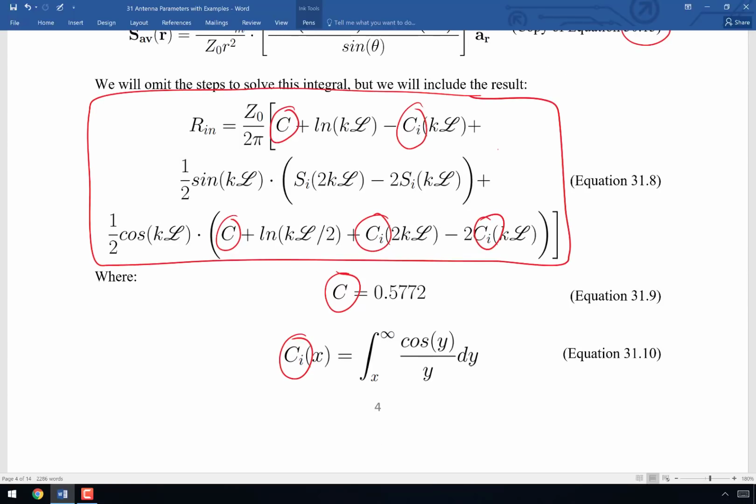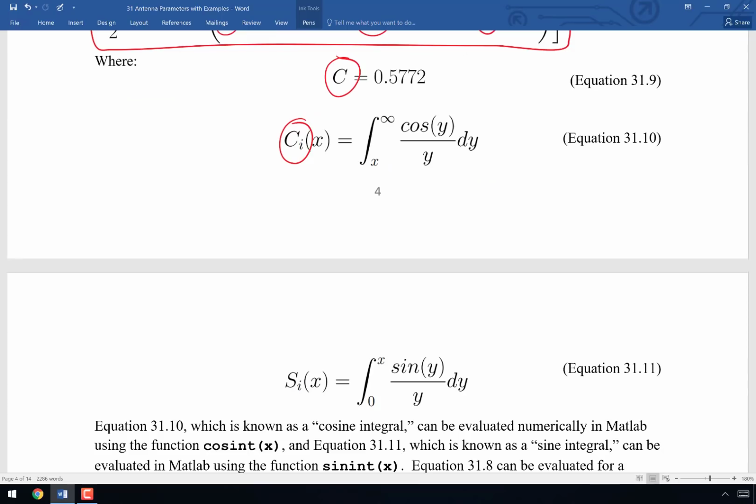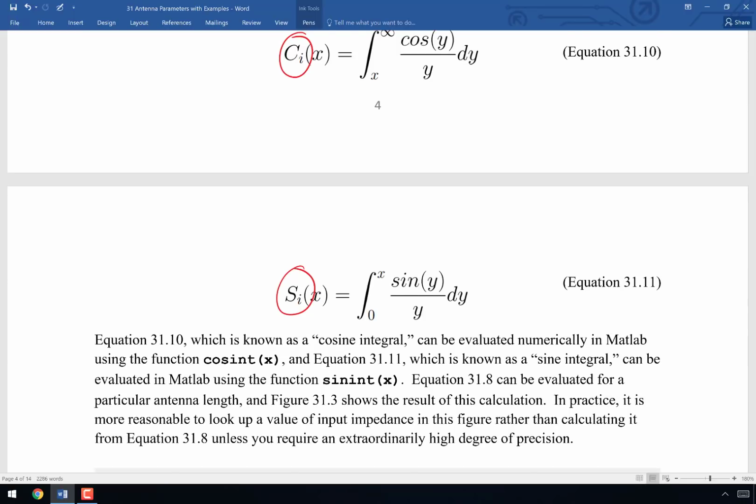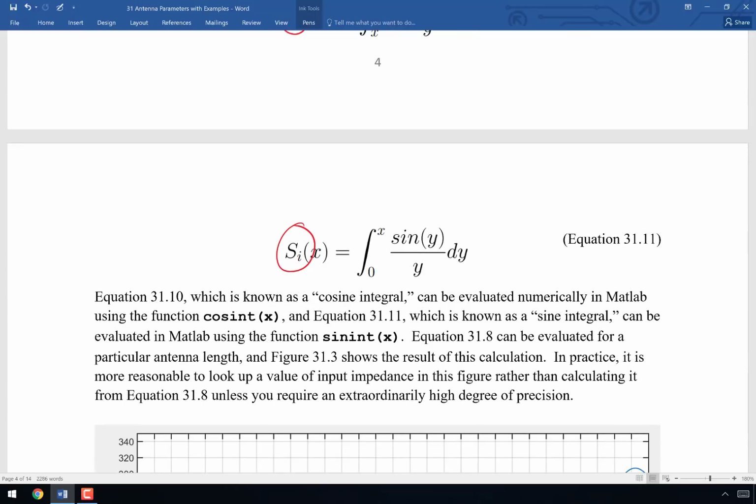And then we also have S sub I, which appears in 2 different places. S sub I, as you might guess, is the sine integral. And so the cosine integral and the sine integral are well-known functions, so well-known, in fact, that they actually appear in MATLAB as commands. You have cosint and sinint. And you can evaluate whatever value of x you want. You can plug that in.